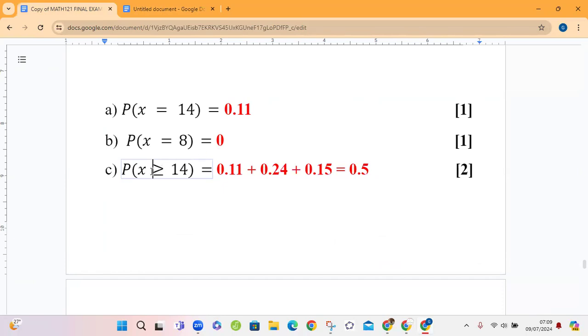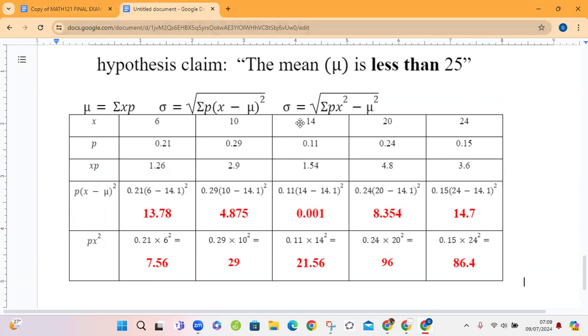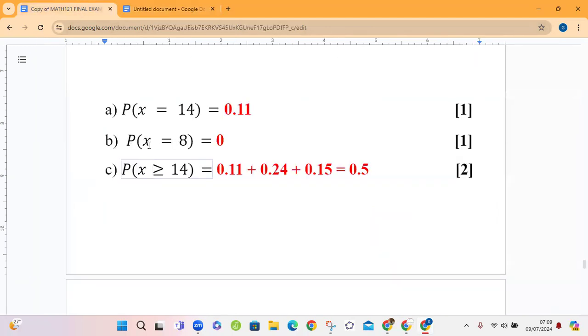The probability that X is greater than or equal to 14. Greater than or equal to 14 would be from 14 and anything above. So that's 14 or 20 or 24. And bear in mind, as I said, the word or, we have to add. So we have to add 0.11, 0.24, and 0.15. And that will be the probability that X is at least 14. And that will give us 0.5.